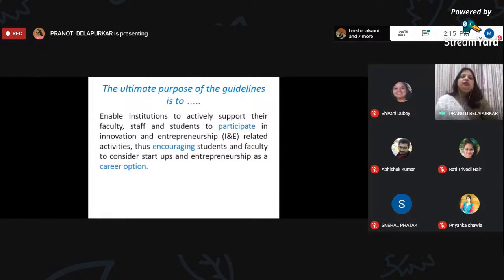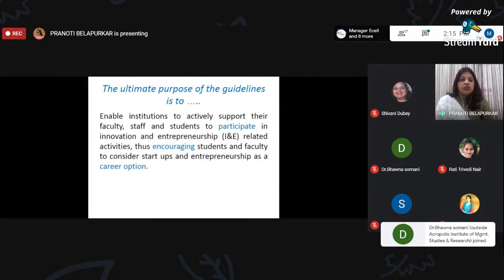The ultimate purpose of this guideline, it focuses the students, the staffs, and the faculty members of a particular higher education institute. So it enables the institution to actively support their staff, faculties, and students to participate in various innovation and entrepreneurship exercises. And thus, it encourages them to consider startups and entrepreneurship as their career options.